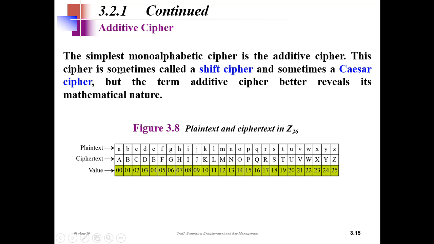So let's see the types of monoalphabetic cipher. The simplest monoalphabetic cipher is the additive cipher. This cipher is sometimes called a shift cipher and sometimes a Caesar cipher because it was used by Julius Caesar. But the term additive cipher better reveals its mathematical nature. Before seeing how this is done, we need to understand the meaning of Z26. 26 are all the letters from A to Z. Each letter is given a value. A starts from 0, so obviously Z will end at 25.